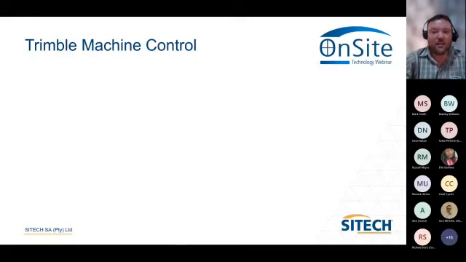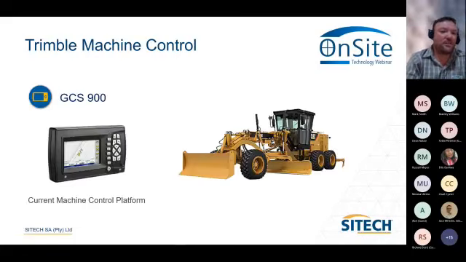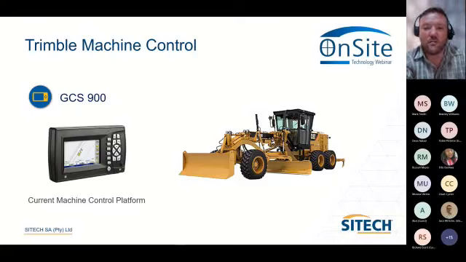Okay, so basically our first platform that we use is our GCS 900 machine control system. This is our current machine control system. It is a great control system, which allows for faster and smoother work. So it means you don't do any rework or do your work over. You do it once and you have fewer passes that you need to do.